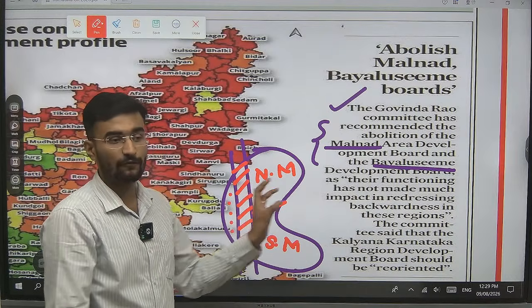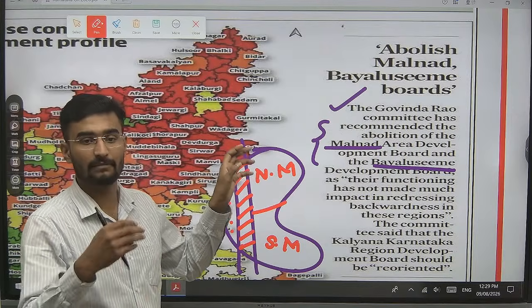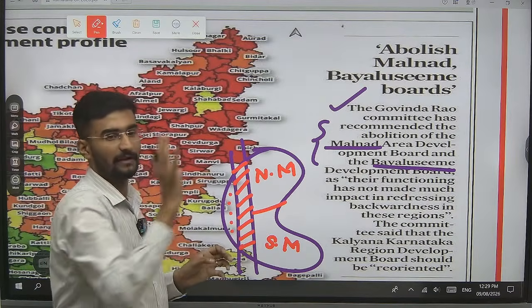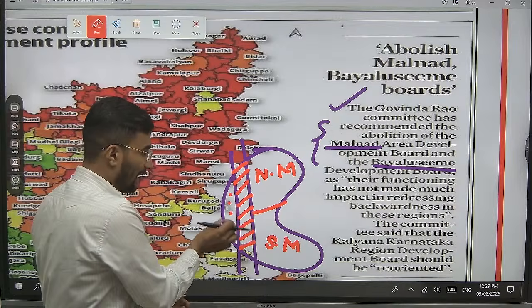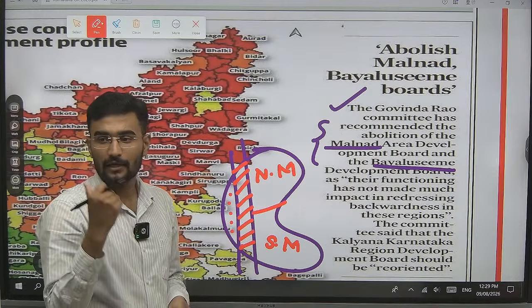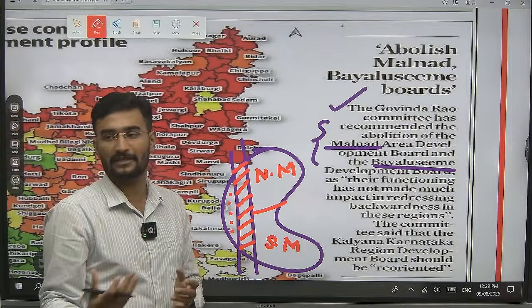Now this is about our physiographic divisions. Based on these physiographic divisions, we have established different boards also. For Bailusime we have established the Bailusime Development Board, and for Malnad the Malnad Development Board. For Karavali we have established the Karavali Development Board, and for the HK region we have established what? The Kalyana Karnataka Regional Development Board has been established.